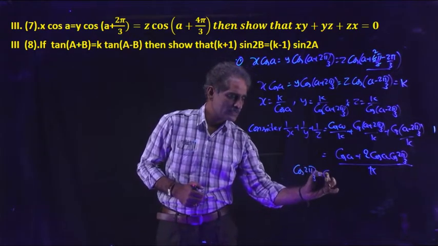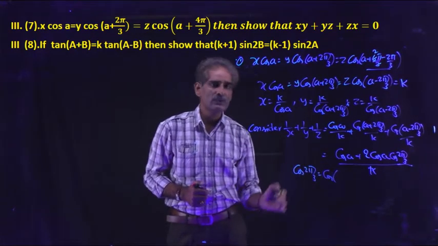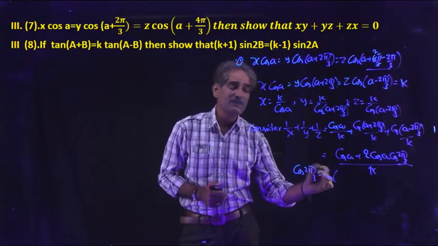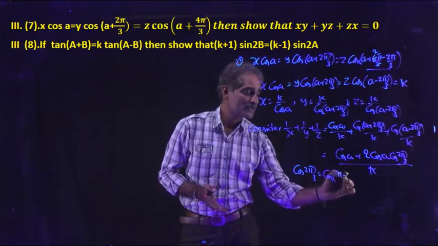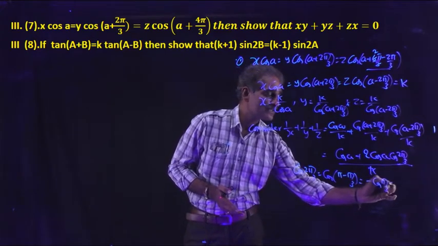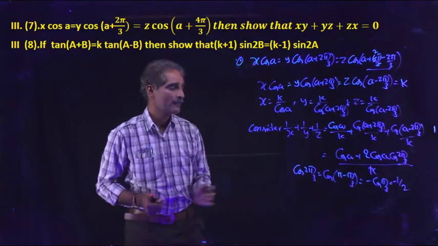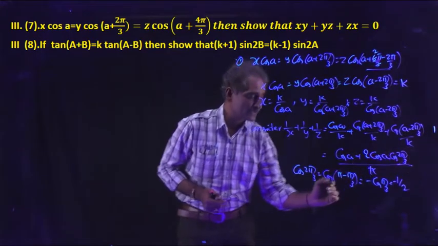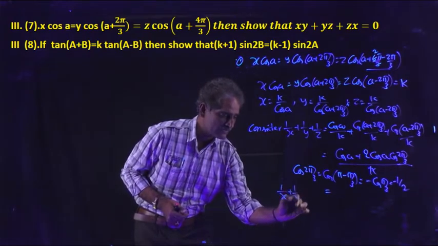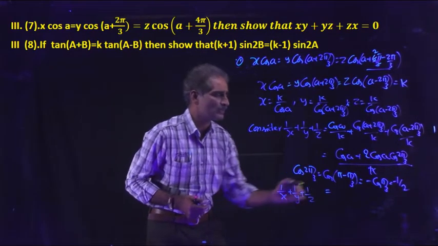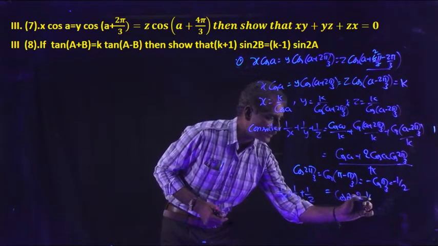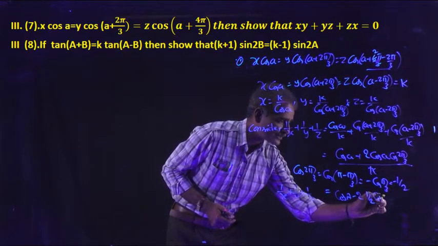Here 2π/3 is nothing but cos of, how can you write 2π/3? 2π/3 is π minus π/3, that means 3π minus π over 3. So cos of π minus θ is minus cos θ, that is equal to minus 1/2. Now substitute here minus 1/2. Then we will get 1/x plus 1/y plus 1/z is equal to cos a minus 2 into 1/2 cos a.